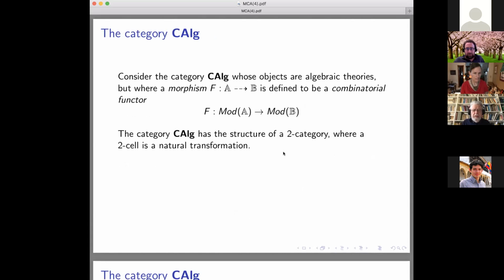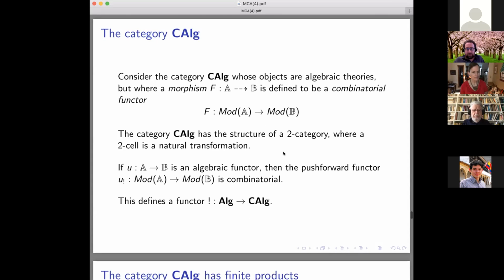Of course, this category has the structure of a 2-category, where a 2-cell is a natural transformation. And now observe that if U is an algebraic functor, a functor preserving finite products, then the pushforward functor is combinatorial, because it is cocontinuous: it preserves all colimits.